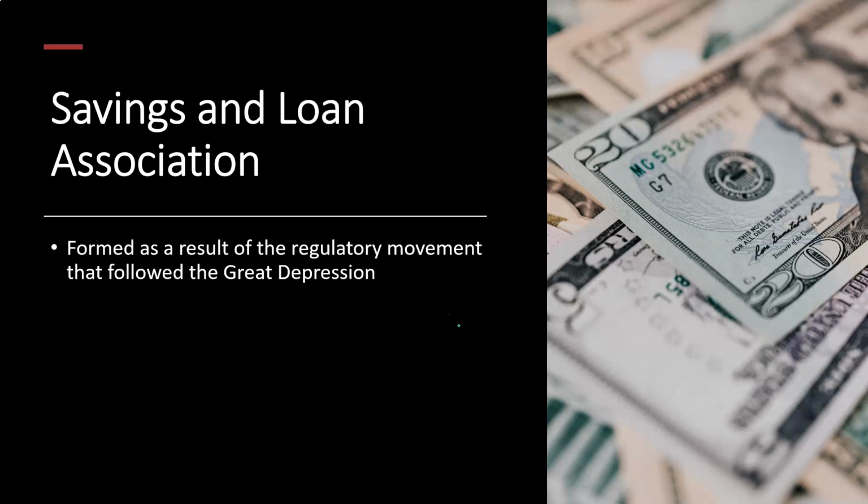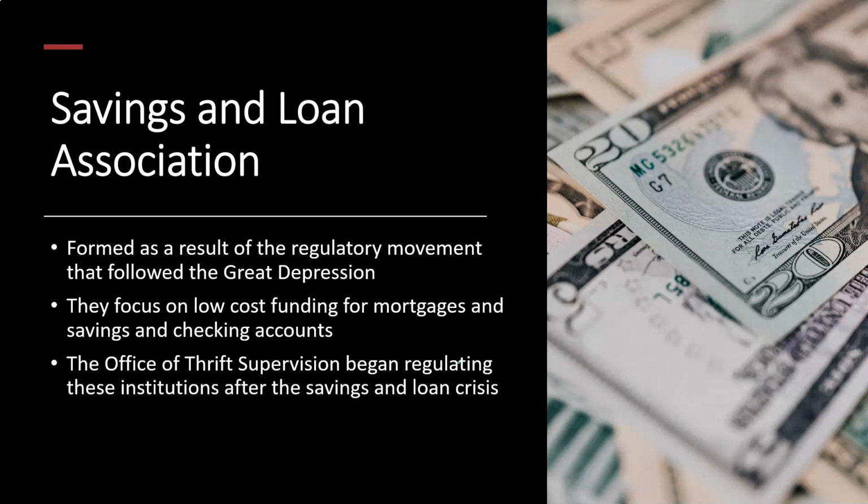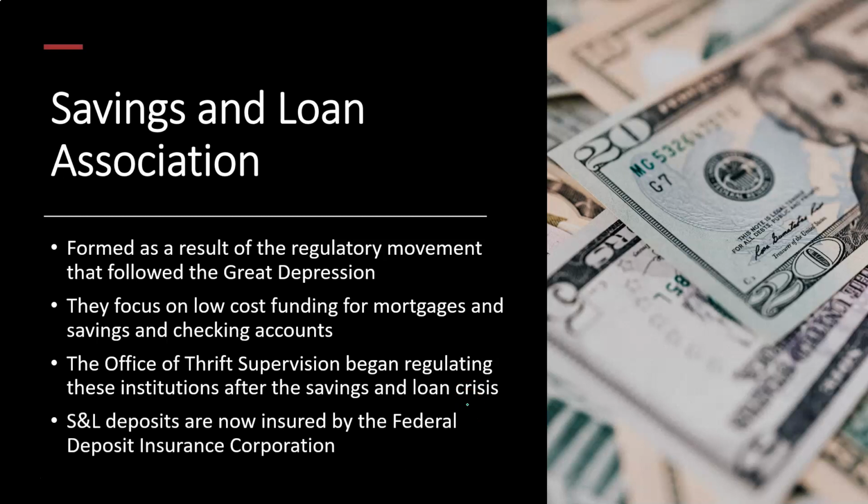Savings and Loan Associations were formed as a result of the regulatory movement that followed the Great Depression. They focus on low-cost funding for mortgages and savings and checking accounts. The Office of Thrift Supervision began regulating these institutions after the savings and loan crisis. These savings and loan deposits are now insured by the Federal Deposit Insurance Corporation. So you have similar processes here, and similar pros and cons in comparison to the large banking institutions.